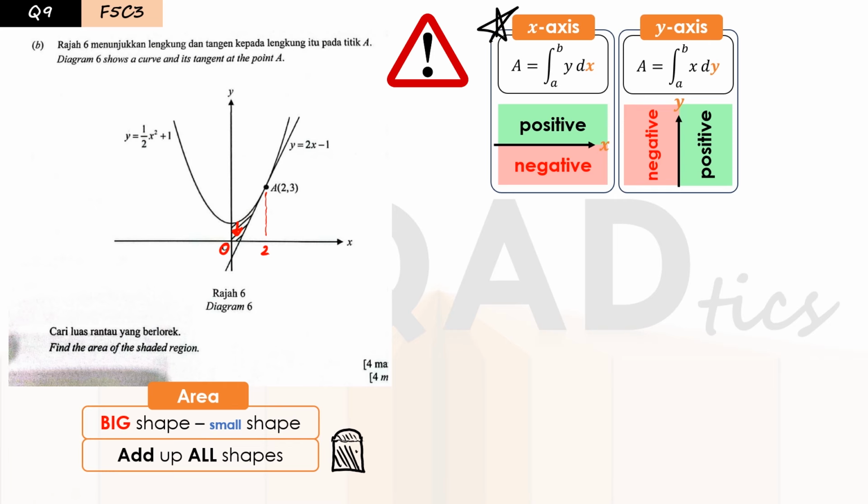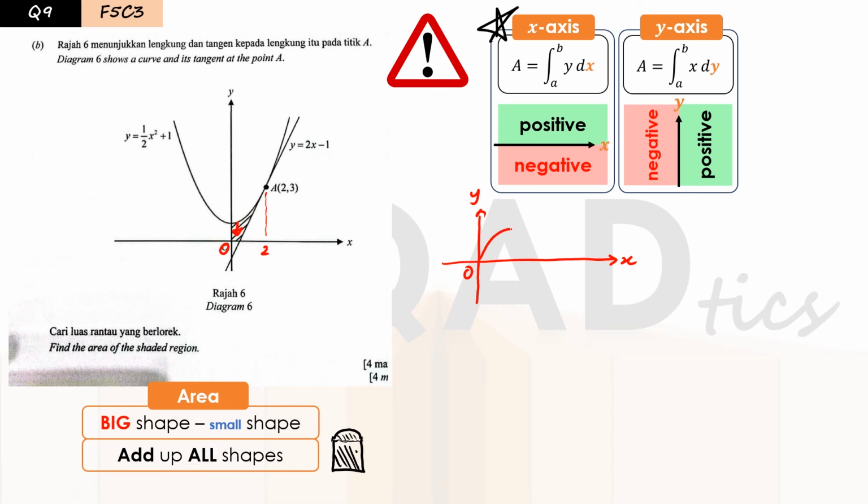So before we go to the next question, I just want to let you know this thing, which is very important when we are using integration to find out the area. When we use this, if we have areas above the x-axis, their values will be positive. But if we have areas under the x-axis, it would be a negative value.